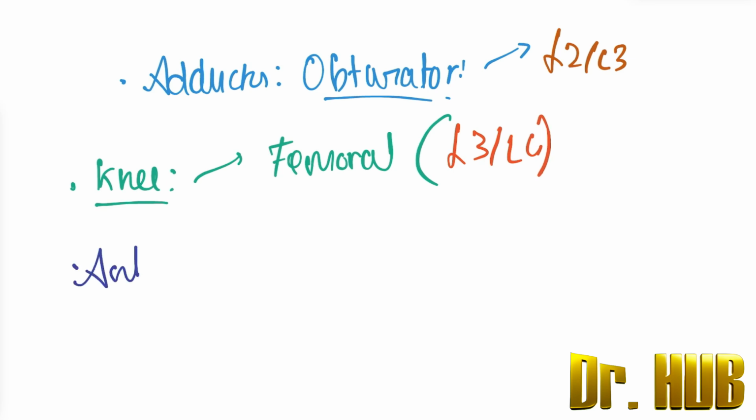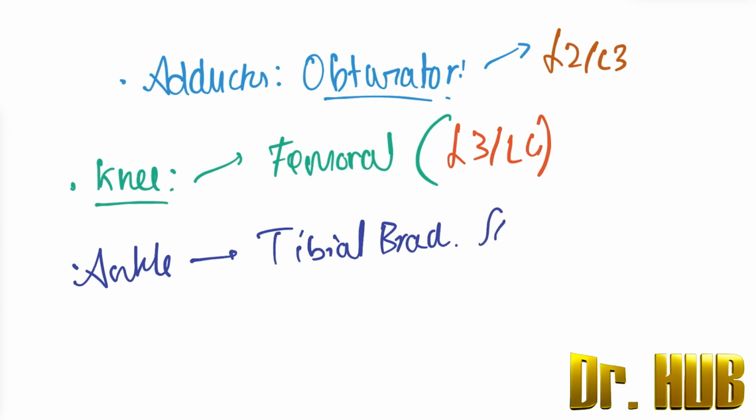Then we will ask a question on the ankle. Ankle is going to be the tibial branch of the sciatic nerve. And what is the root value here? The root value is going to be S1 as well as S2. So in ankle it is going to be S1 and S2. In knee it was L3, L4. In adductor L2, L3. Next we look at the plantar.